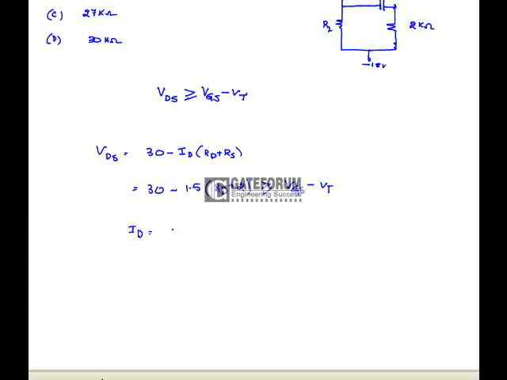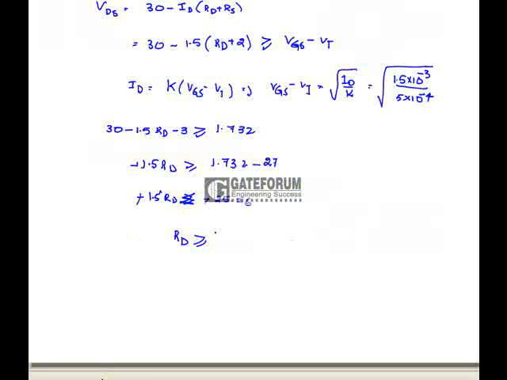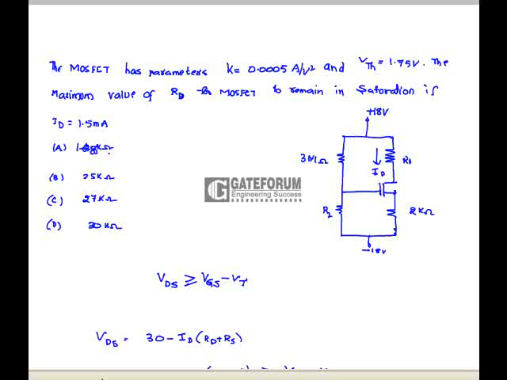Here we know ID is equal to K into (VGS minus VT) whole square, so VGS minus VT is equal to under root of ID by K, which is under root of 1.5 into 10 power minus 3 divided by 5 into 10 power minus 4. So if we do this, RD is less than or equal to 25.26 divided by 1.5, which is equal to 16.85 kilo ohms. So option A is correct, 16.5 kilo ohms, that is not 20k, so option A is correct.